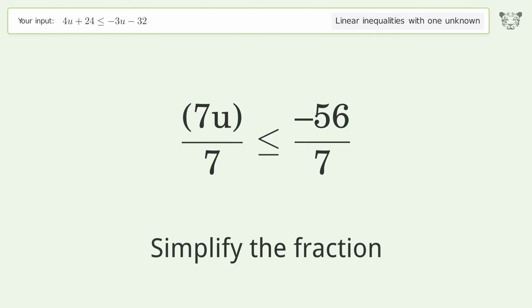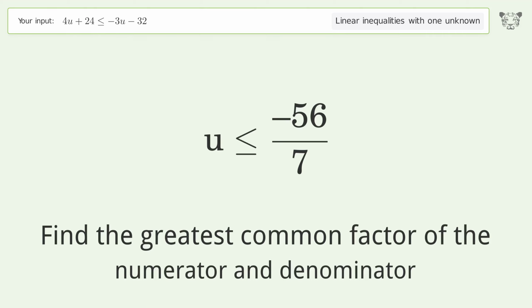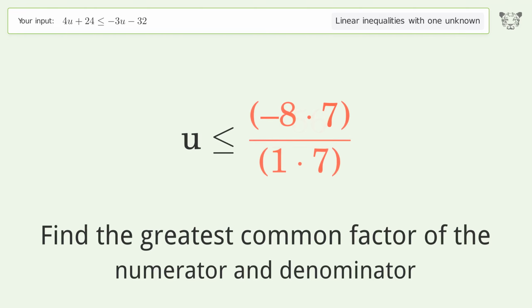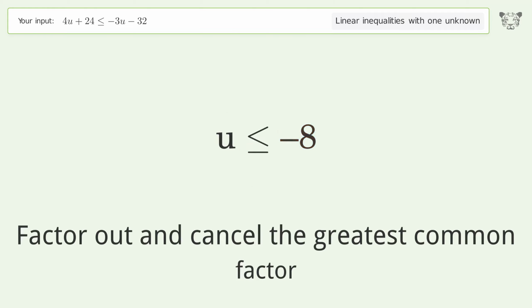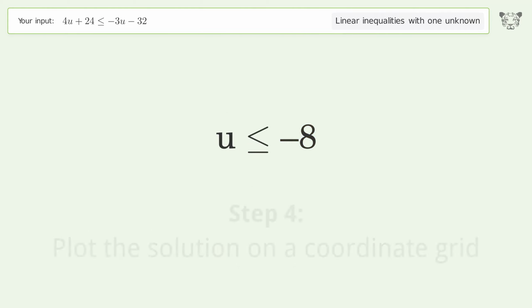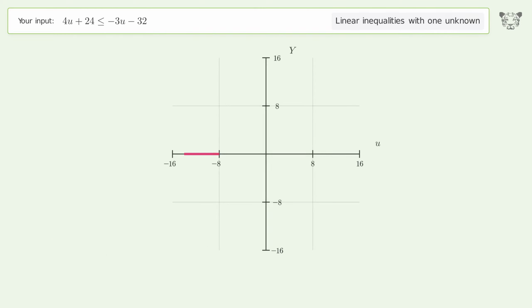Simplify the fraction. Find the greatest common factor of the numerator and denominator. Factor out and cancel the greatest common factor. Plot the solution on a coordinate grid. And so the final result is u equal or smaller than -8.